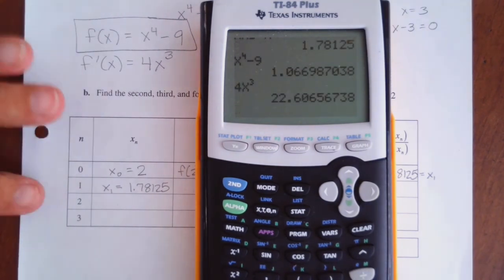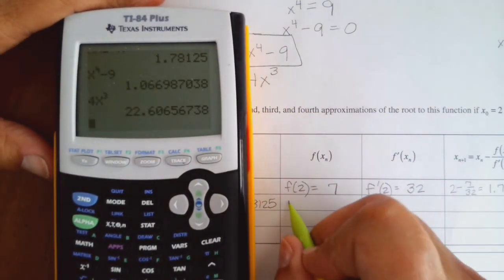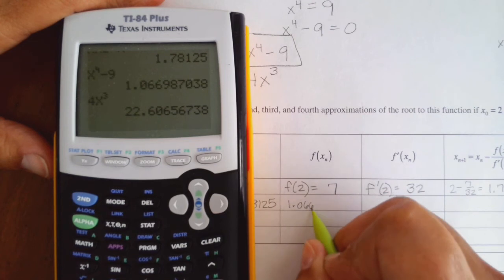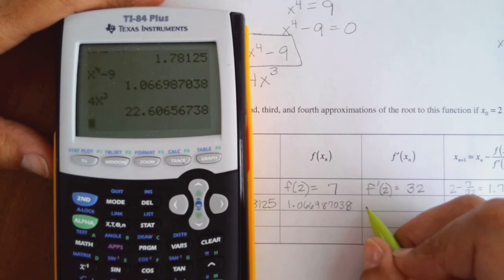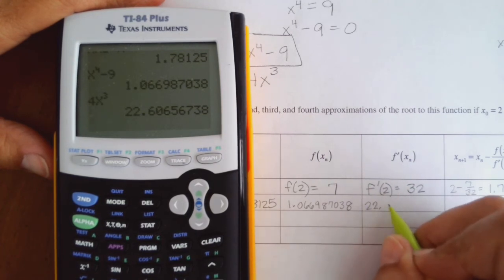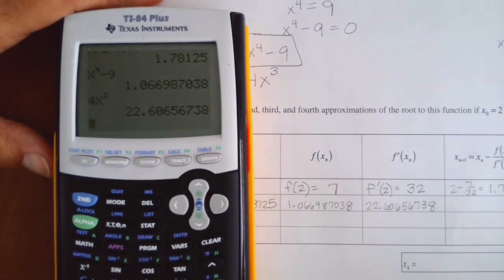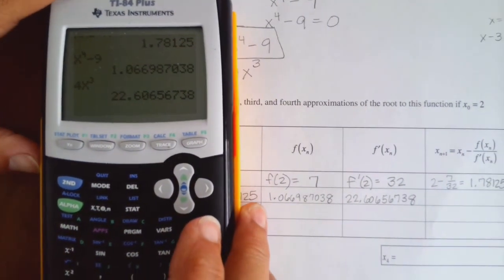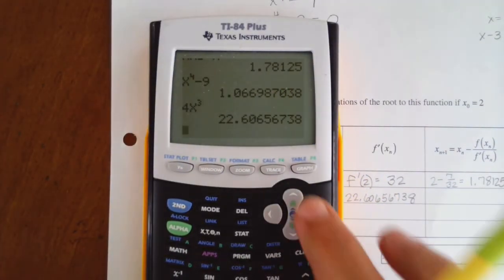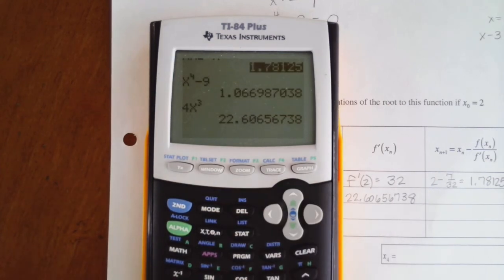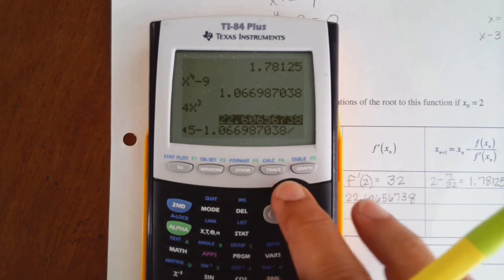All right, so I'm going to write those two numbers down in my chart. So the function value is 1.066987038, and the derivative value is 22.60656738. And now we're going to divide those out, do the formula. Okay, so remember this minus this divided by that. So go up and grab your numbers. That minus that divided by that.